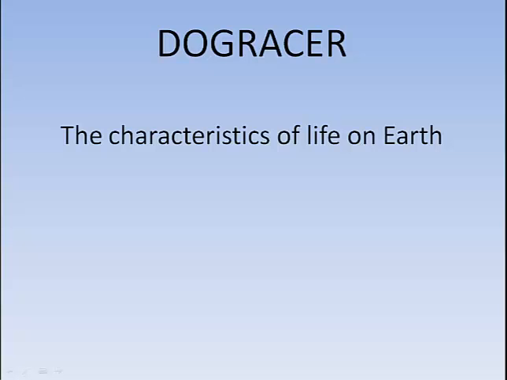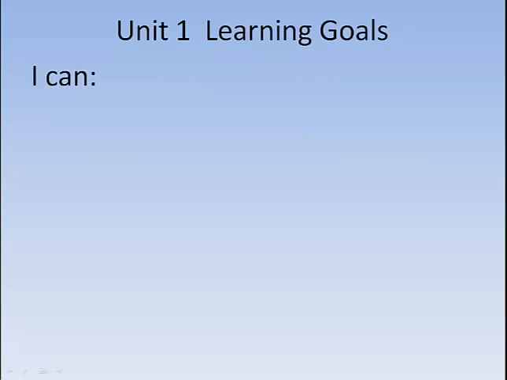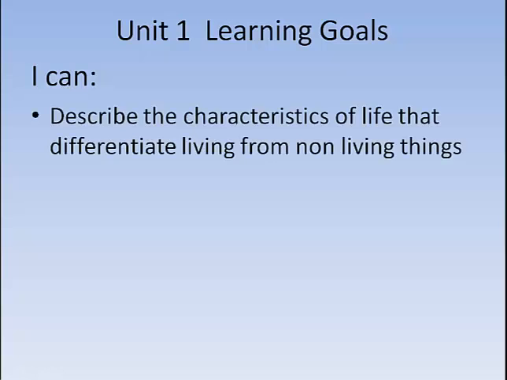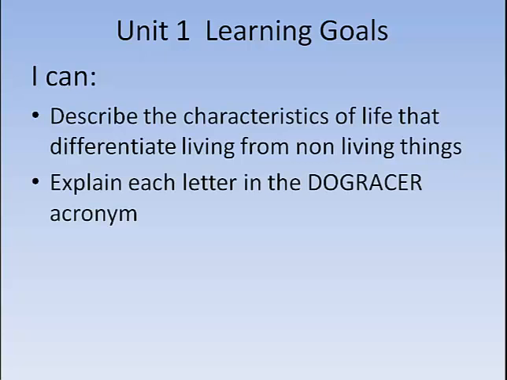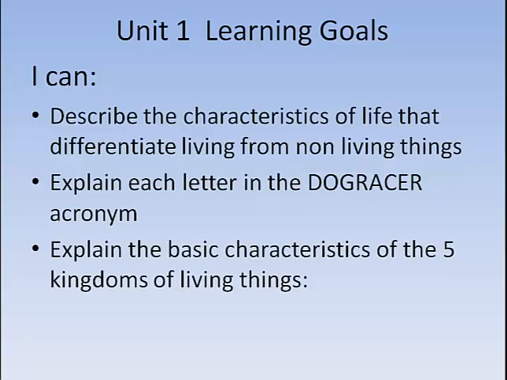DOGRACER, the characteristics of life on Earth. Alright, here are our learning goals. Describe the characteristics of life that differentiate living things from non-living things. Explain what each letter in the DOGRACER acronym stands for. Explain the basic characteristics of the 5 kingdoms of living things.